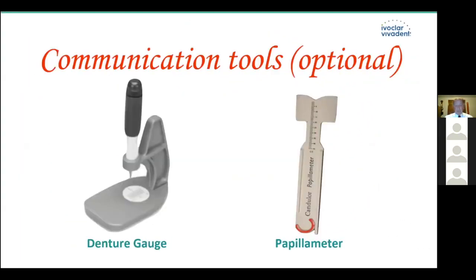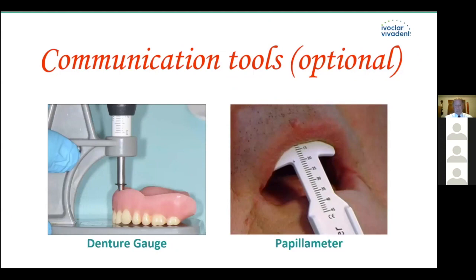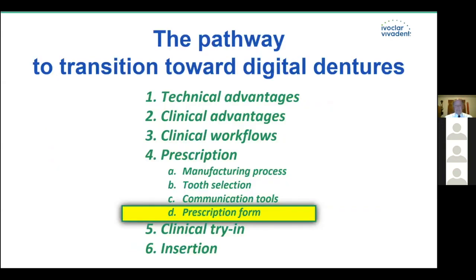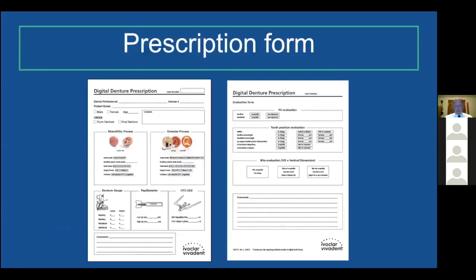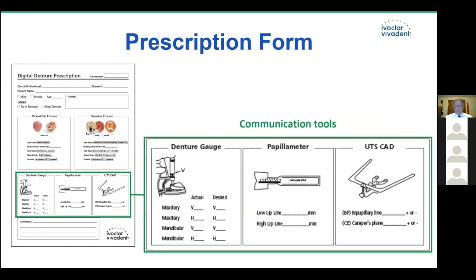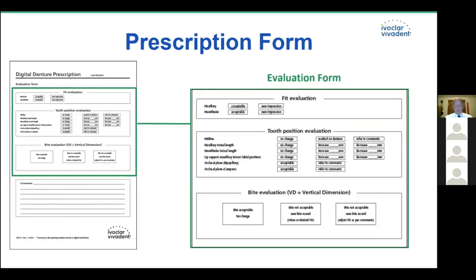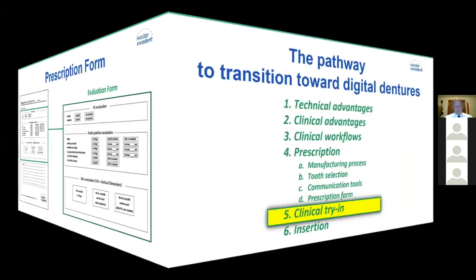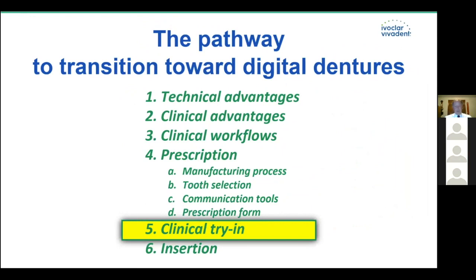Very briefly, these are some communication tools. I won't even go into detail. The denture gauge and a papillometer. These are options to use to get patient data. Our prescription form would be something that you could download. Jay will make a quick mention of this as we go through it, but it's a wonderful form. It's got a nice evaluation on the second page of the form that could be used for anything, for immediate dentures, for impressions in a denture, and etc. So a very nice prescription form, very proud of that.